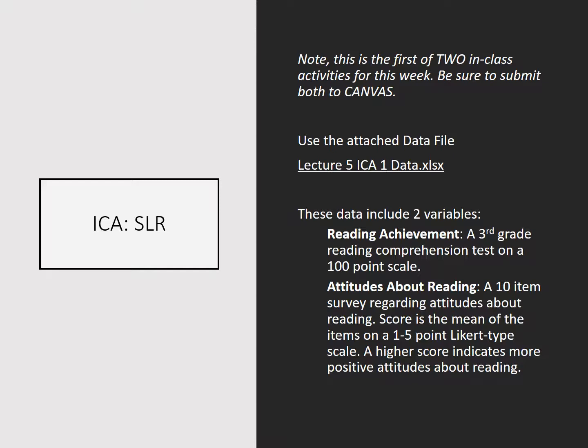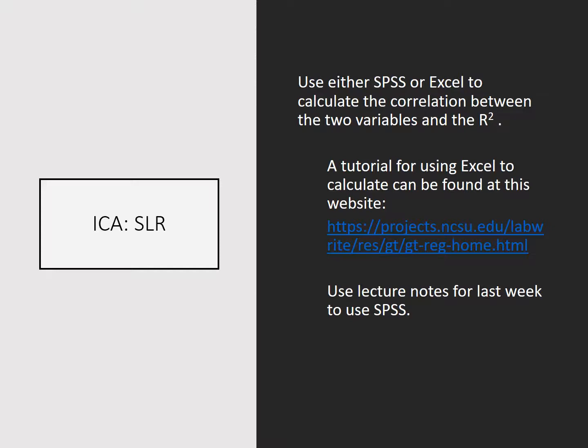And then column C is attitudes about reading, which is a 10-item survey regarding attitudes about reading. The score is the mean of those 10 items, and each item was on a scale from 1 to 5, a Likert type scale. The higher the score means the more positive attitudes they have about reading. In the data file in Excel, you're going to use either SPSS or Excel to calculate the correlation between the 2 variables and the r squared value.